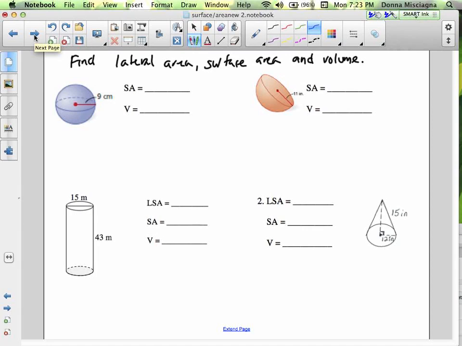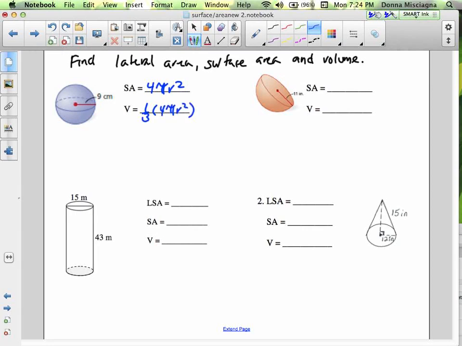So the surface area for the sphere is 4 pi r squared. There is no lateral area because there are no sides. It's just that round area. There's no base. There's just surface area. For the volume, you take 1/3 times the surface area.